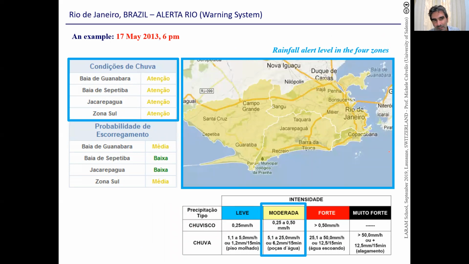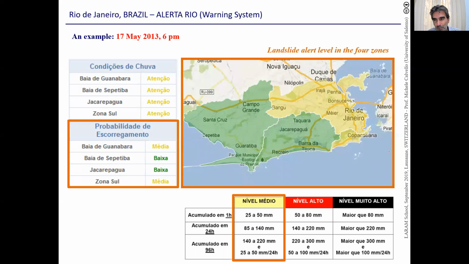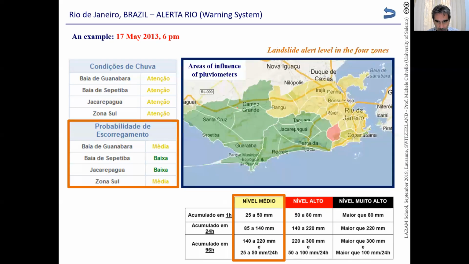As an example, when I was there on the 17th of May 2013, one day I checked on the web, you could see rainfall yellow basically everywhere in Rio de Janeiro. But for probabilities of landslides, you have the yellow and you have the green. So in these two areas, no problems for landslides, and the yellow and the other two. So the warnings for the probabilities of landslides are not necessarily the same as the ones for rainfall.